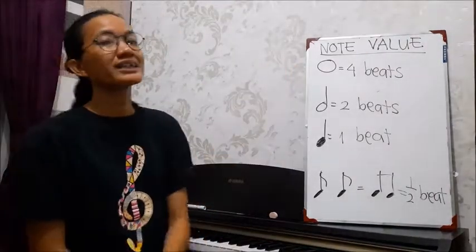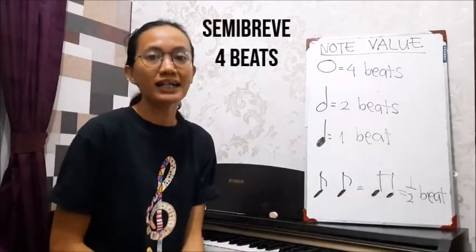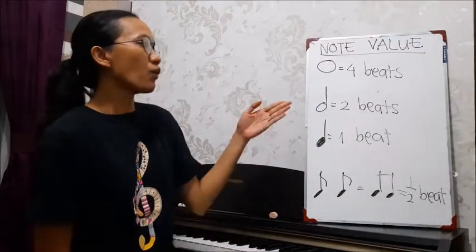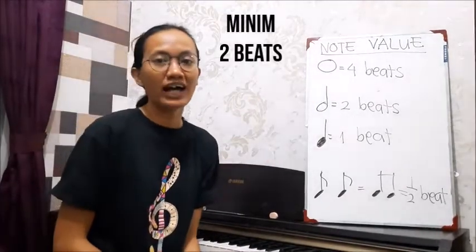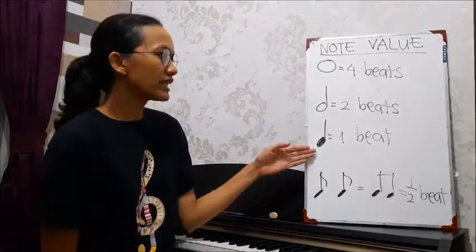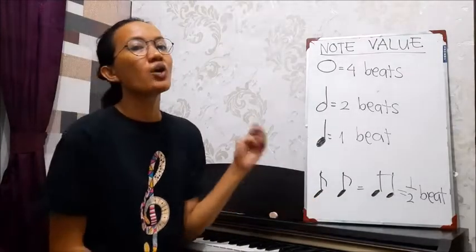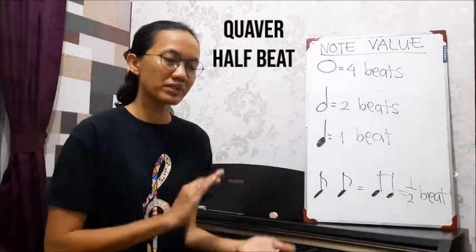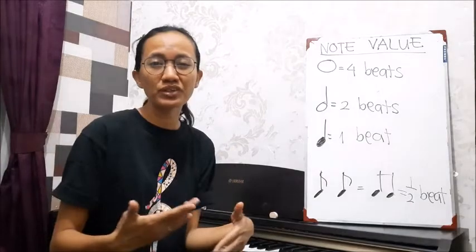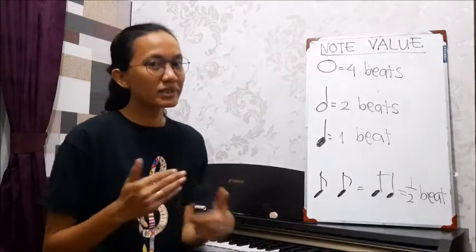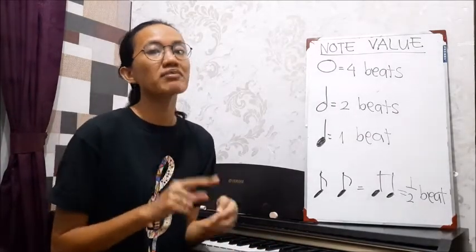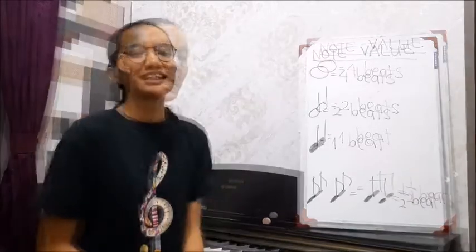The first one is semi-breve. Semi-breve will last as long as 4 beats, while minim will last as long as 2 beats. Crotchet will last as long as 1 beat, and the last one, quaver, will last as long as half a beat. Half a beat, you might get confused. What does it mean? It means that in one count you have to play that note twice.